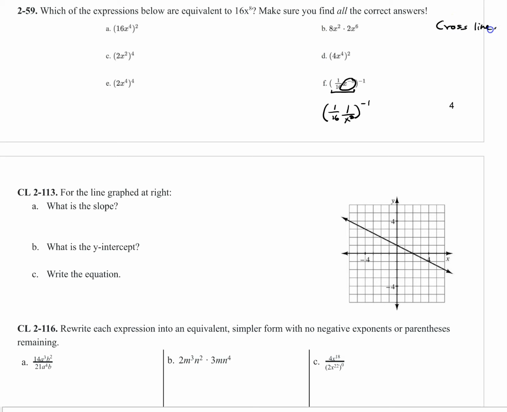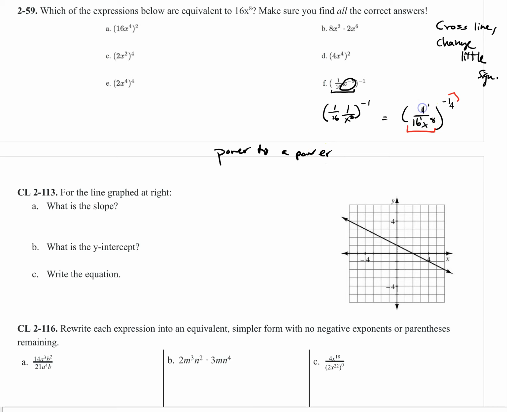Cross the line, change the little sign. So this is 1 over 16 x to the power 8. And then we have this -1 thing going on outside the parentheses. So something to think about is this is the base, and the exponent is -1. And so this is just power to a power. And when you have a power to a power, the exponents inside multiply.